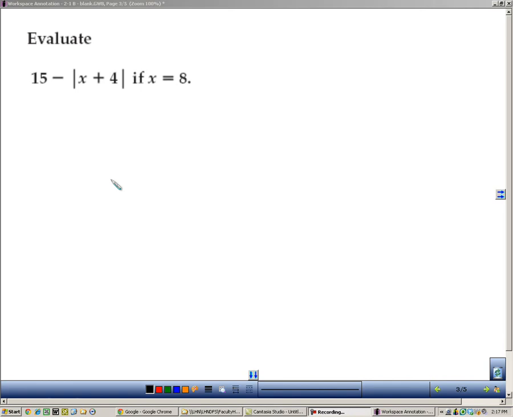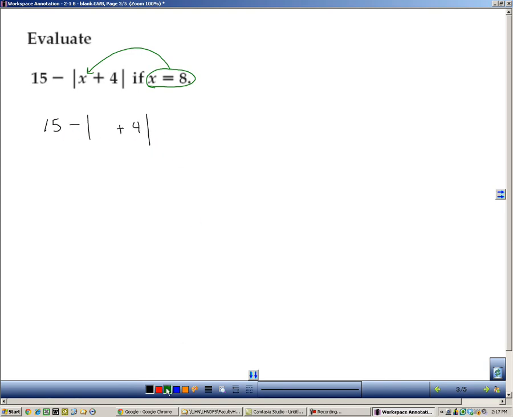Here we're being asked to evaluate an expression, and that expression includes absolute value bars. So let's see how to do that. First of all, we're told that x equals 8. So we're going to do what we typically do. We're going to take that x equals 8, take the 8, and we're going to substitute it in for x. So I'm going to rewrite this. 15 minus, instead of x plus 4, I'm going to use an 8 plus 4.